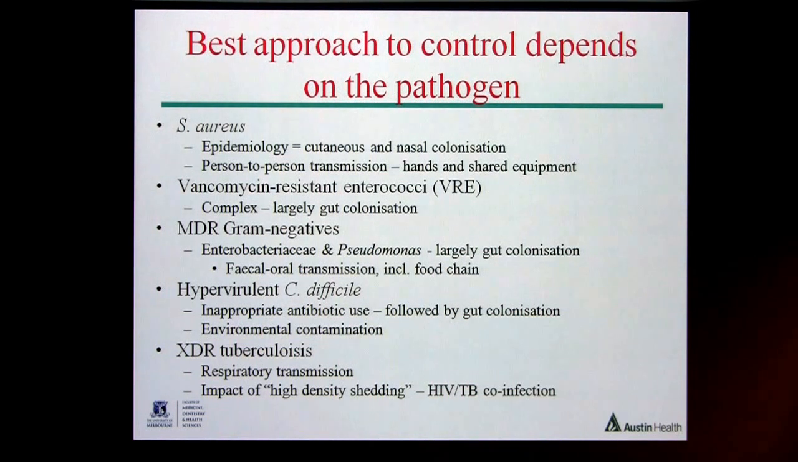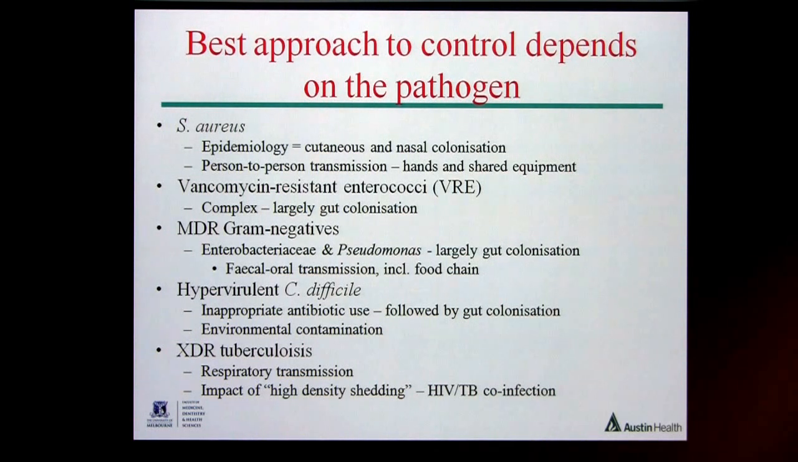So, if we look at how we control these various pathogens, it's important that you understand something about the epidemiology of the different pathogens, because that's going to impact on what's likely to work. So in terms of Staph aureus, for instance, the epidemiology is that it's mostly cutaneous and nasal colonisation, and person-to-person transmission is from hands and shared pieces of equipment.